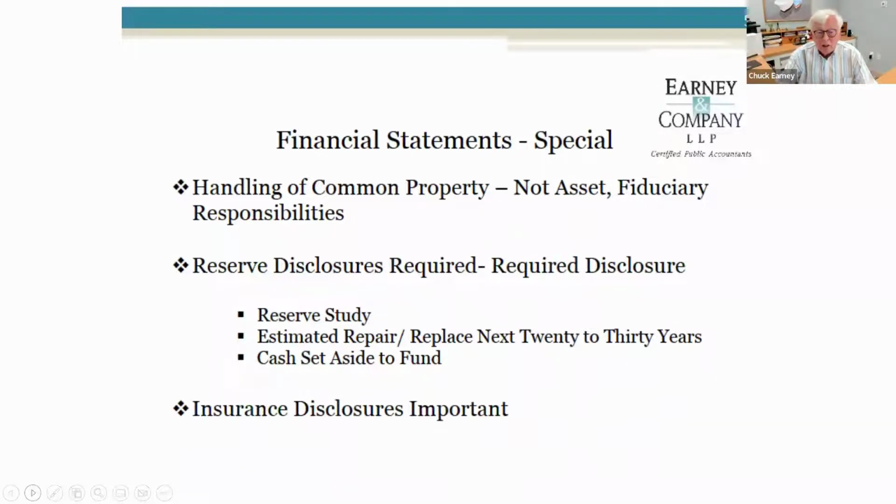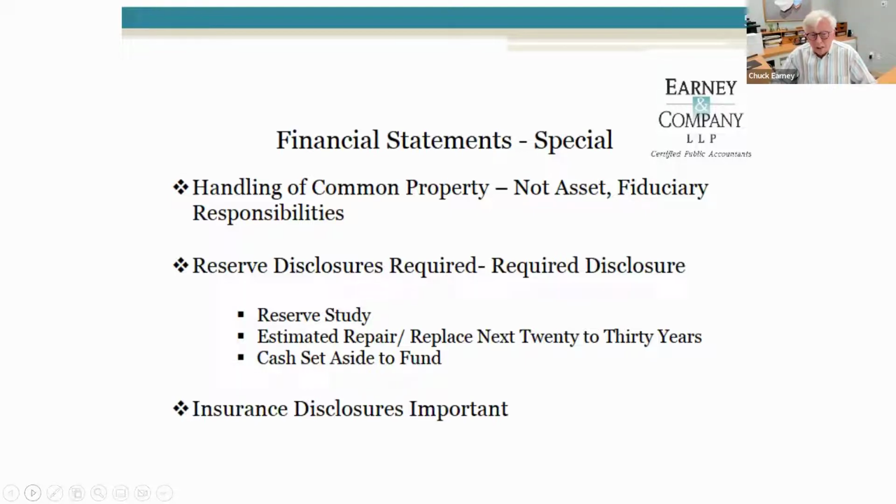Can't do it. So the financial statements require the reserve study. Part of that is what needs to be replaced. Part of it is how much cash you've set aside to cover that responsibility. And that's important information for you to have. With the price of homes, more and more people are asking for the financial statements of their HOA because they don't want to buy into a place that's going to have special assessments or is under reserved.